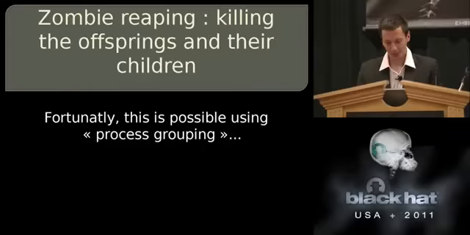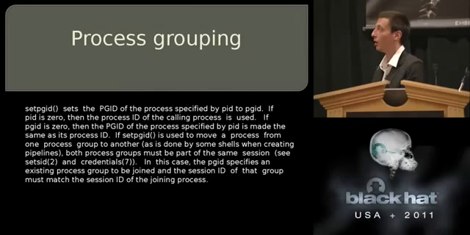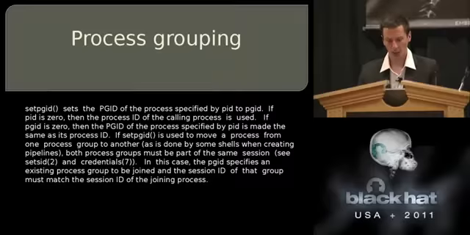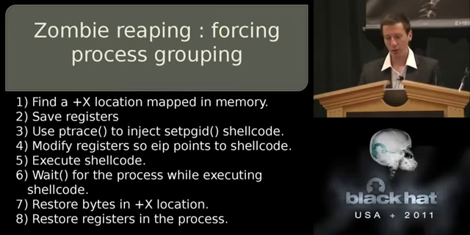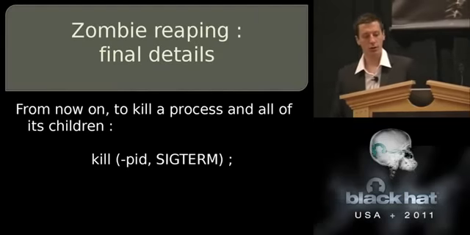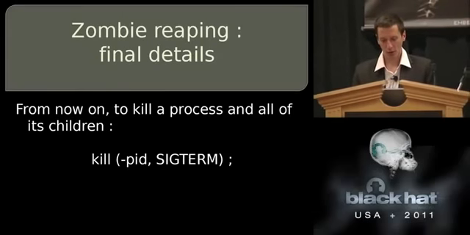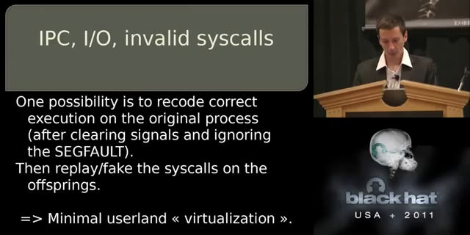Okay, that's it. All right, so to kill all the zombies, we use something called process grouping. Maybe it's not too well known, but it's a standard Linux system call. Okay, so the methodology is exactly the same as injecting the fork shellcode, only we inject a different shellcode. Okay.